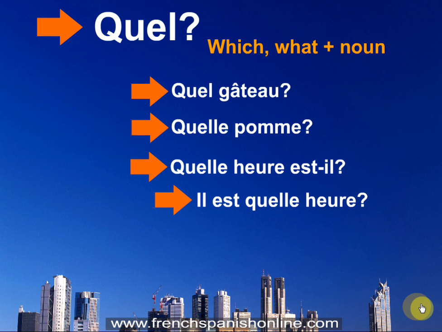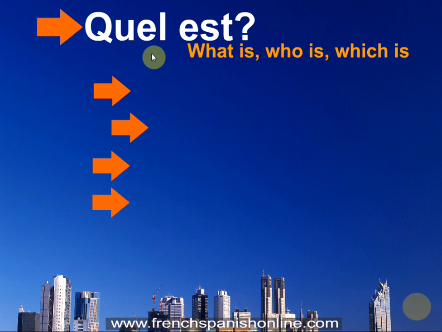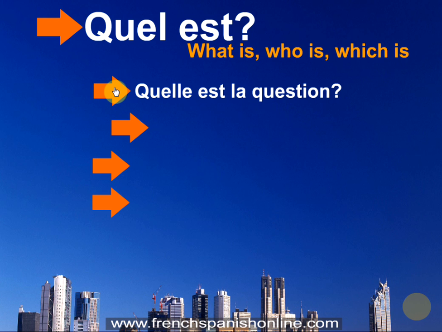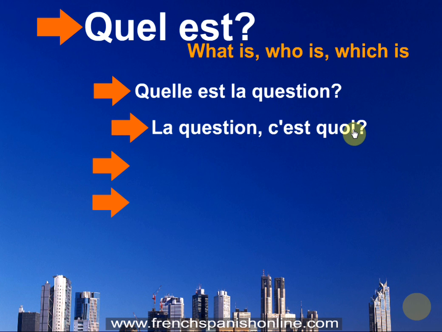Okay? More example with quelle, but this time another expression, not what with a noun, but what with the verb to be. What is or who is, which is. These three questions can be translated in French by quelle est. Let's take some examples. So the first one, what is the question? Quelle est la question? You can also say la question c'est quoi? Okay, so to translate what is, we say quelle. Now, to translate who is, in this example, who is this writer? Quel est cet écrivain? Here, you can also say qui est cet écrivain? But quel est cet écrivain is perfectly correct.